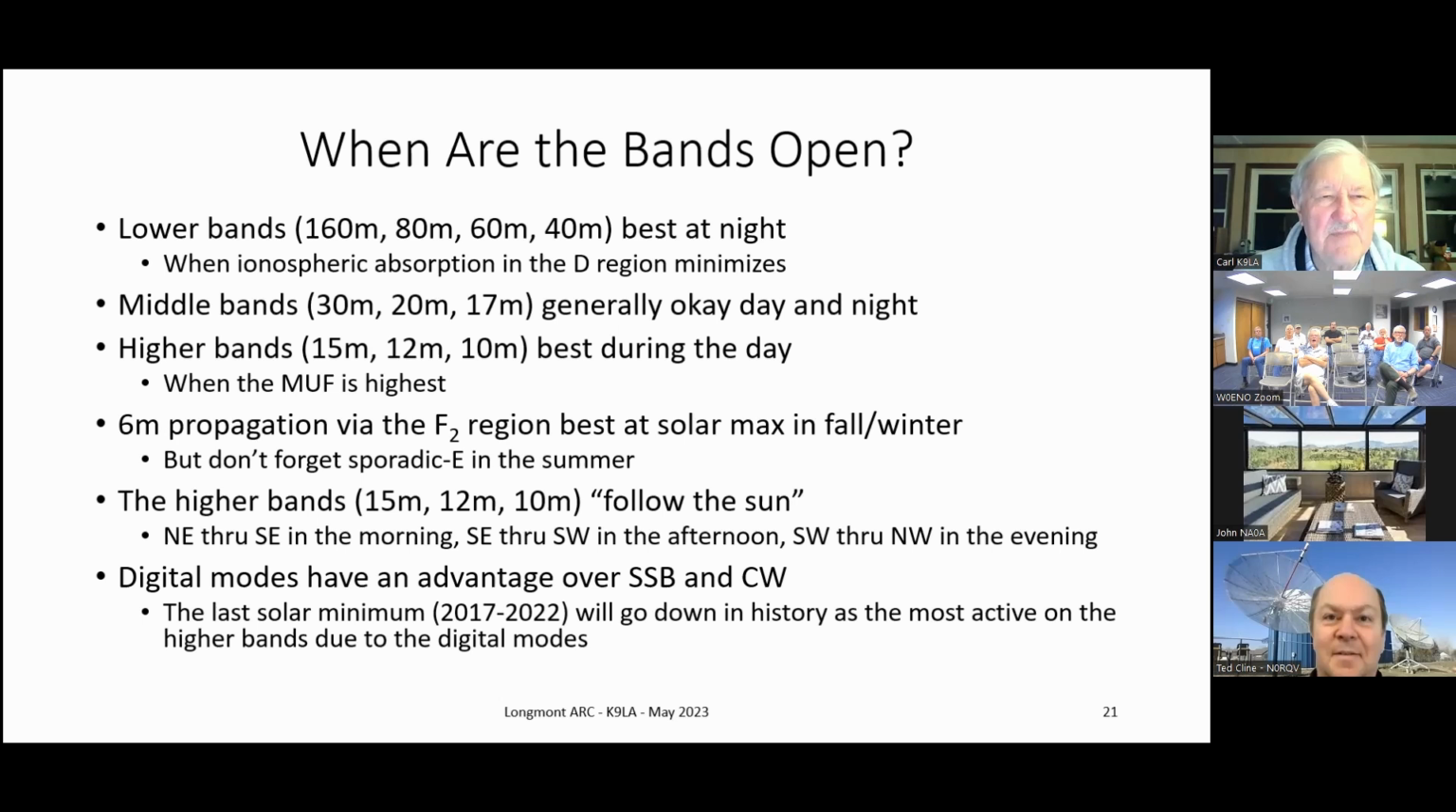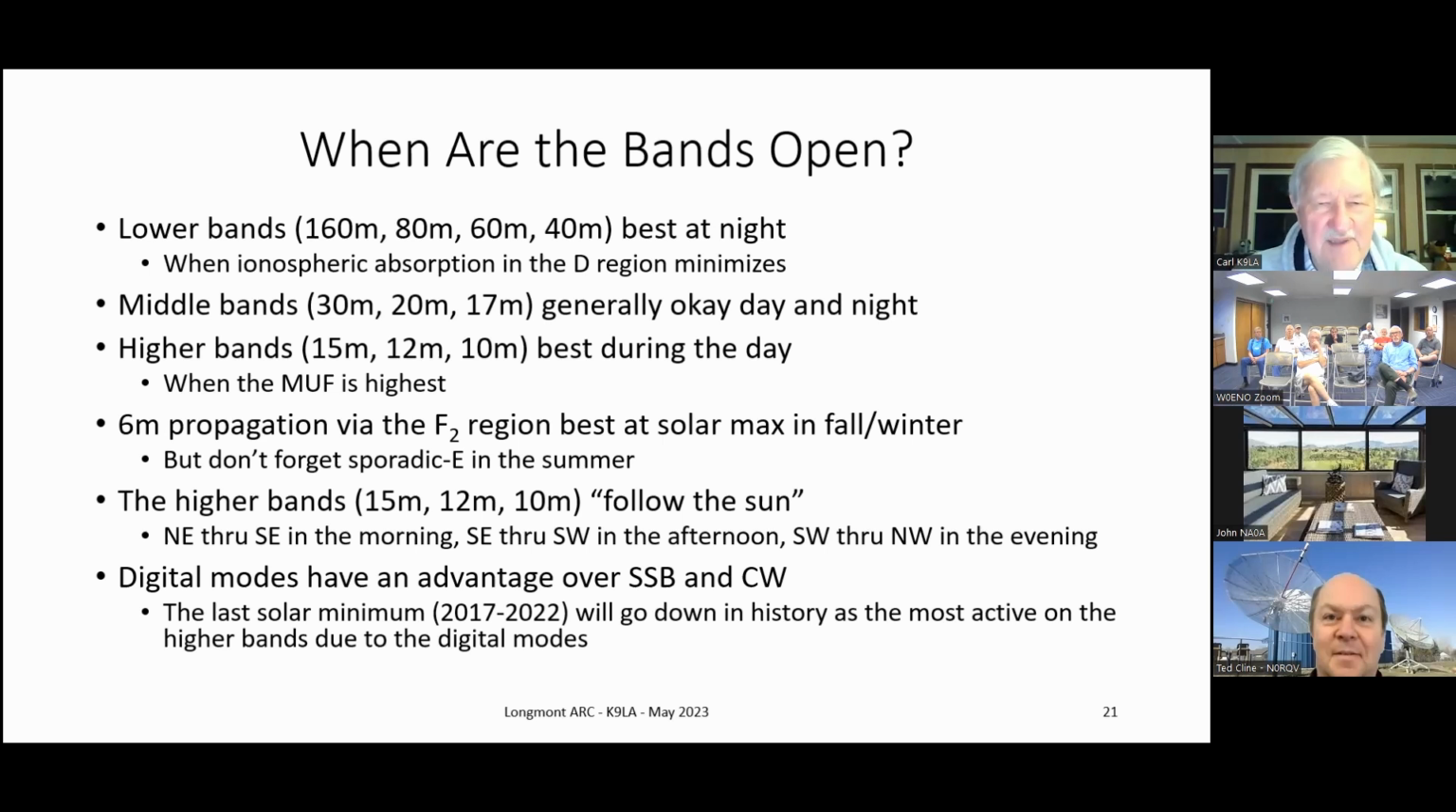In fact, I'm about 1,000 kilometers to the East Coast, and I can have a QSO on CW with an East Coast station on 160 around local noon. I got to run maximum legal power, have a good transmit antenna, good low noise receive antenna, but it's possible. Normally, though, the lower bands are just for local type during the day, and they have much better propagation at night. Those middle bands, 30, 20, 17, are generally okay day and night.